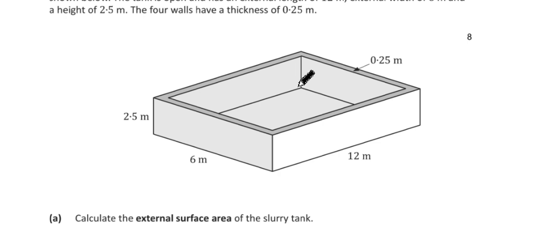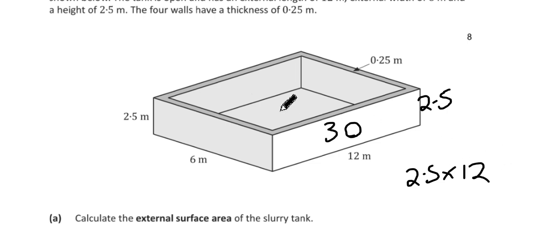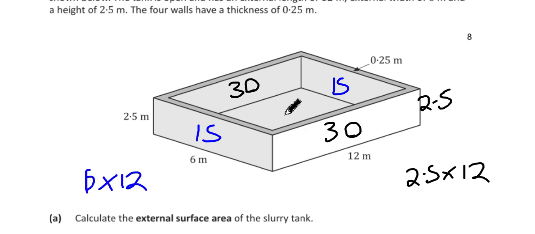So, did anybody get 2.5 multiplied by 12? What do you get for that? 30 here and 30 at the back. Can you then do 6 multiplied by 2.5? 15 at the front and 15 at the back. Is that okay? And then what about the bottom one? 6 by 12? Anybody?